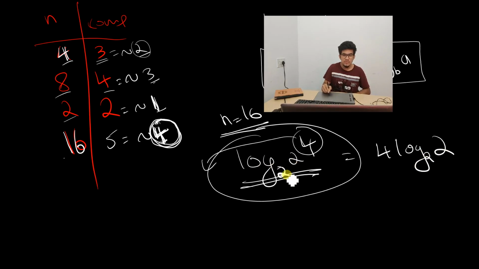I'll take a log of the base 2 now. And you know that log 2 of the base 2 is 1. So that is nothing but 4. So don't you think we got our answer? It will execute for 4 times. I hope it is clear.